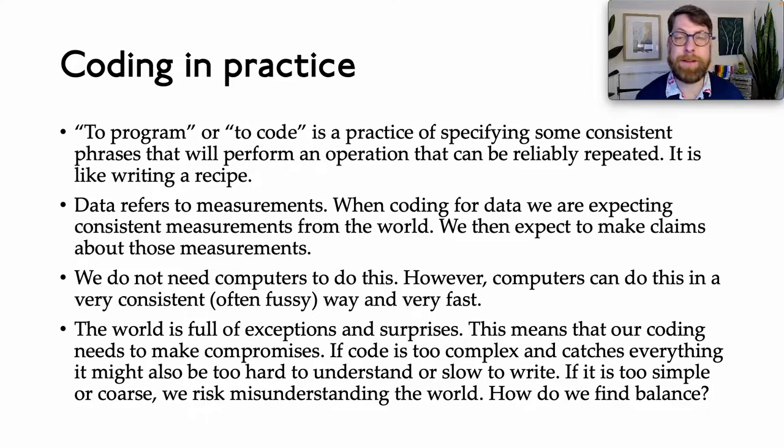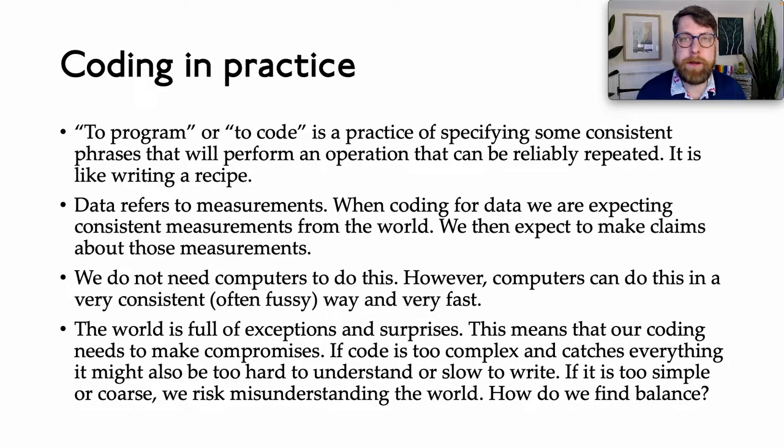We might be expecting a series of true-false values about our friends, or a series of ratings about friendship, or a series of descriptions about friendship. And then we make claims about those measurements, and we can often combine the claims, but if we have different kinds of measurements, we can't combine them at the lowest level. We would want to combine them at a higher level: here are the insights we learn from this kind of data, and here are the insights we learn from that kind of data. That being said, we don't need computers to do this. Computers can do this in a very consistent way and very, very fast. So in some ways, we often try to find questions that will work for computers, not because they're the best questions, but because they allow us to scale things up really large and really consistently.